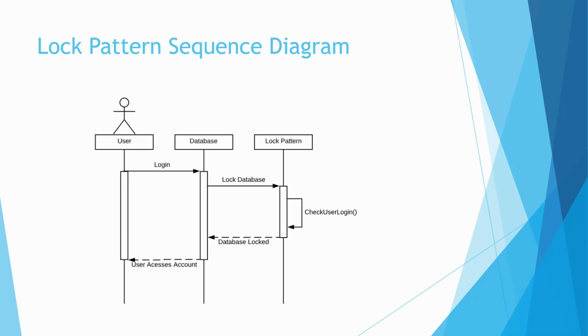The lock pattern sequence diagram is where the user logs on, the database locks itself, the lock pattern checks the credentials, and if they are correct, the database locks itself to all other users and allows this user access.